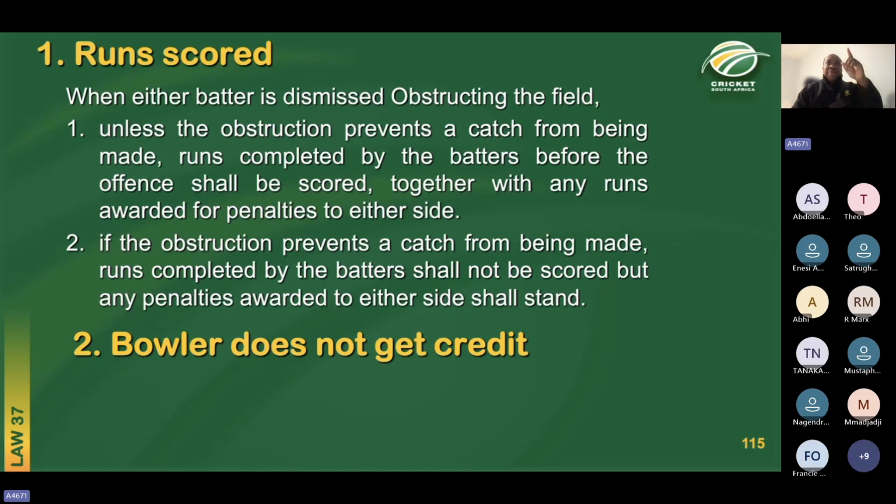Striker hits the ball high up in the air. They complete the first run. They turn for the second run. The ball is still up in the air and the bowler is getting underneath the ball to take the catch, and the striker decides that they will bump the bowler out of the way and the bowler drops the catch. There is an appeal for obstructing the field from the fielding side, and the striker is given out obstructing the field.